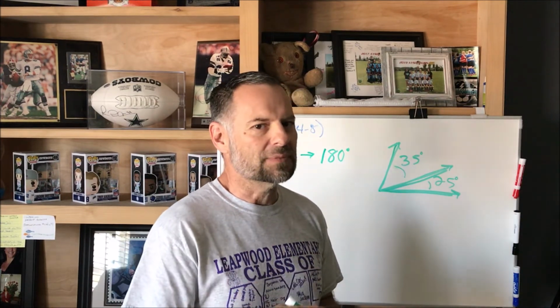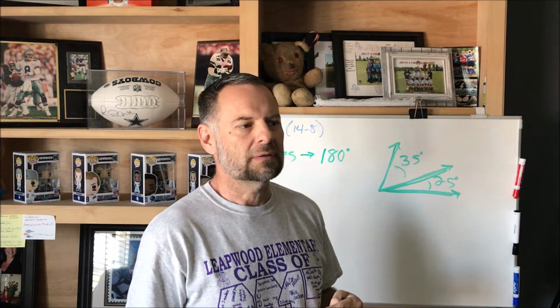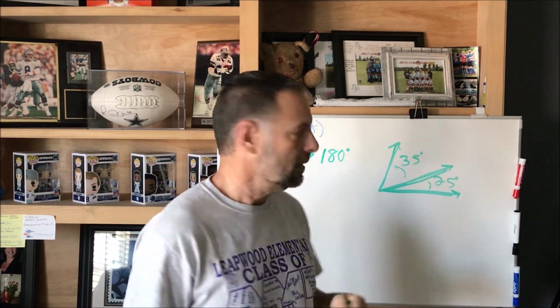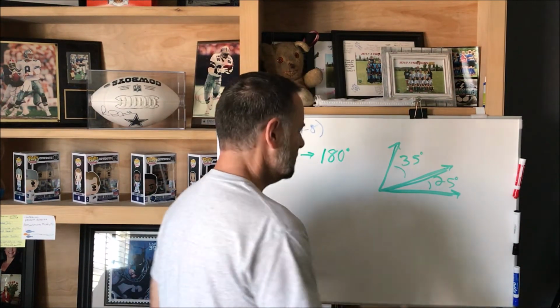Now see, the other problems, they gave us the combined measure. We had to work backward and do subtraction. And now they're saying, I'm not going to give you the combined. I'm giving you both of the angles. Your job is to tell me what they are combined. All that is addition. Combine them together.